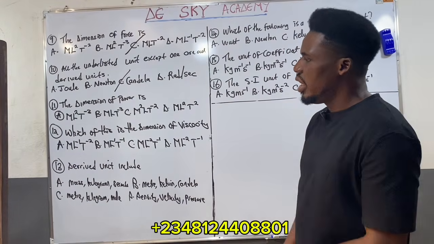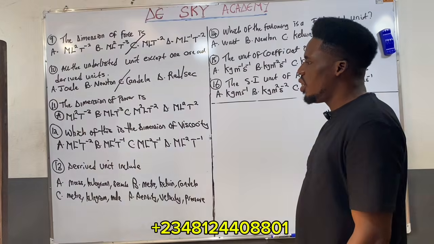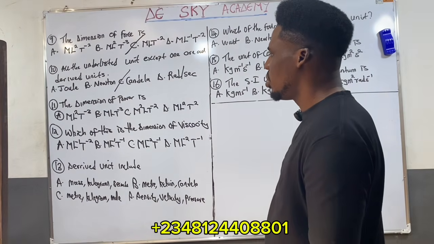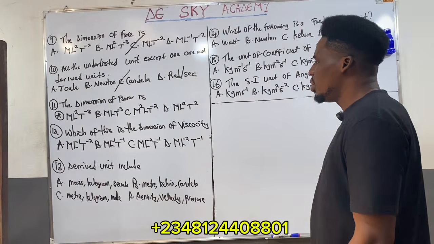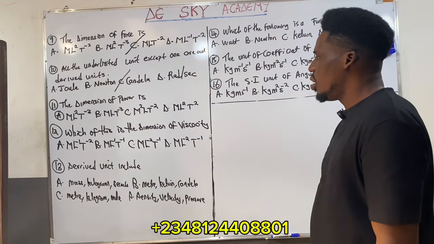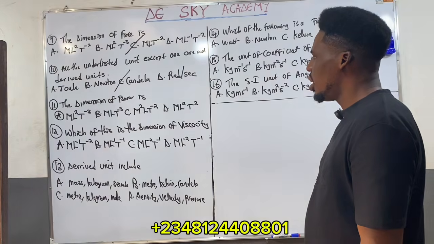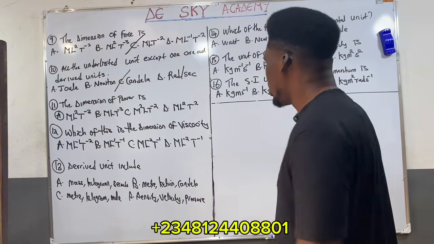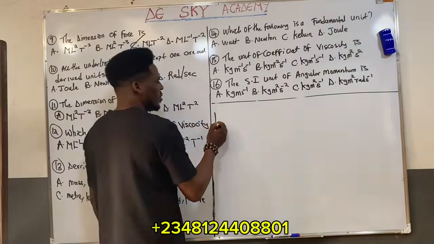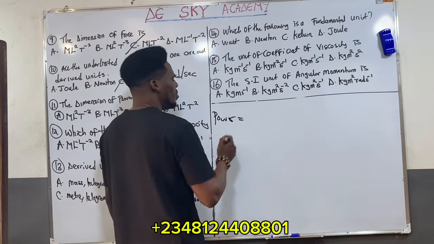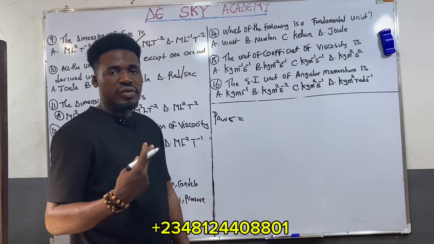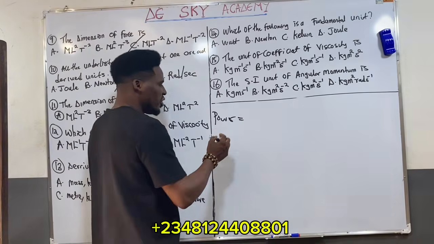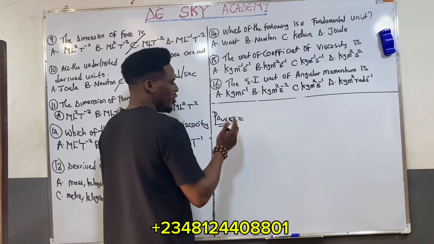Now, number 11, the dimension of power is dash. Option A, ML²T⁻³. Option B, MLT⁻³. Option C, M²LT⁻². Option D, ML²T². How do we solve it? First of all, if you're solving any question under dimension, the first thing you need to do is to know the formula first. What is the formula of the physical quantity given? The physical quantity given is power. So what's the formula for power?